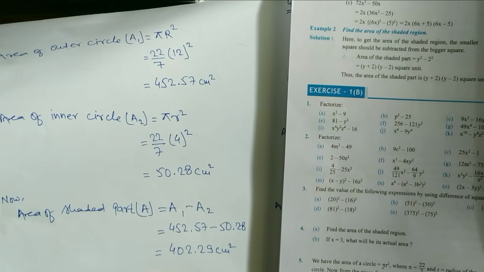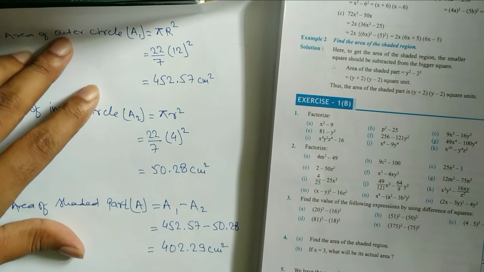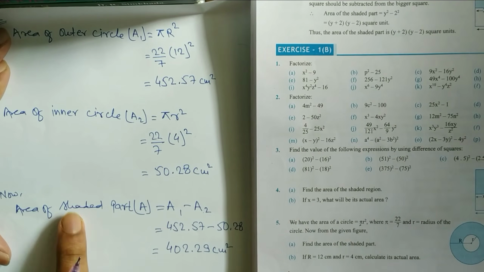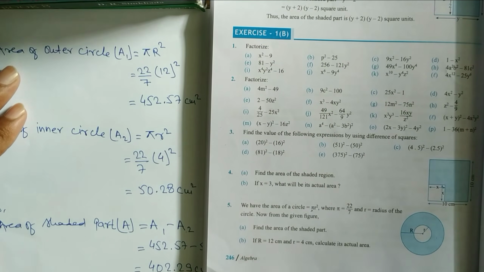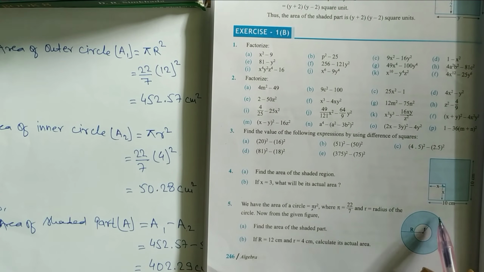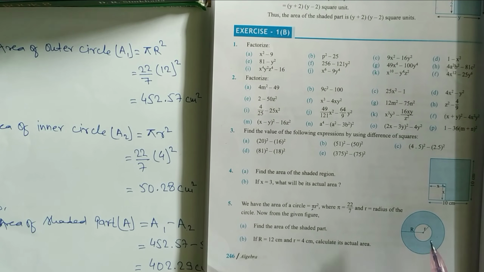Look at it properly. Try to understand. If you have any confusion, you can comment. To find out area of shaded region, first of all we have to find out area of outer and area of inner, then both we have to subtract. From outer we have to subtract inner area, we get area of shaded region.